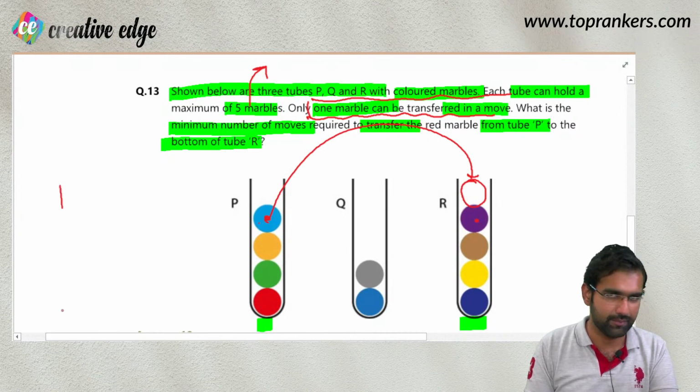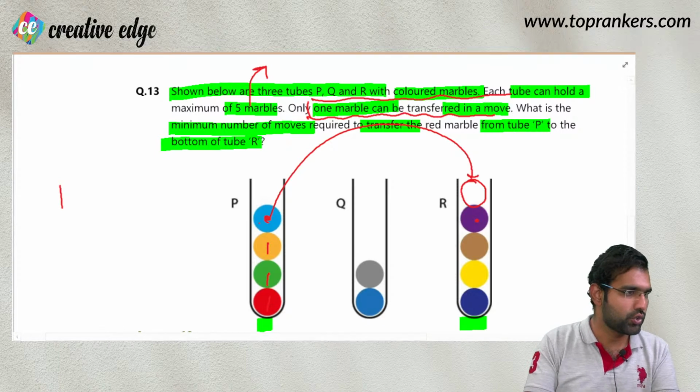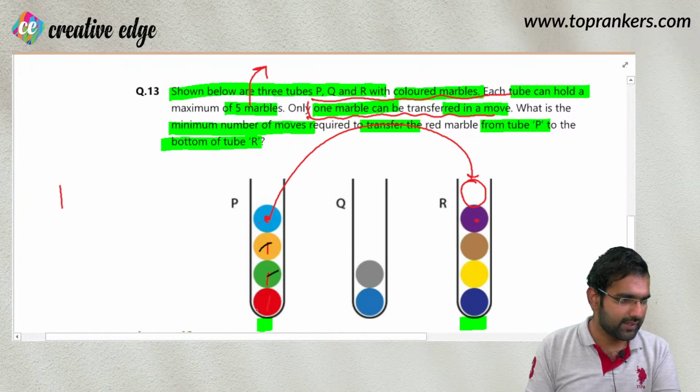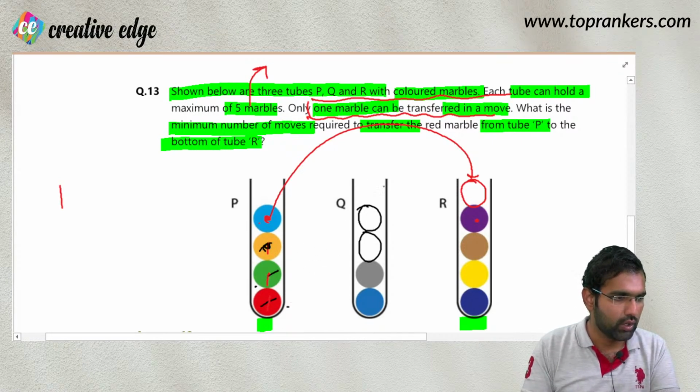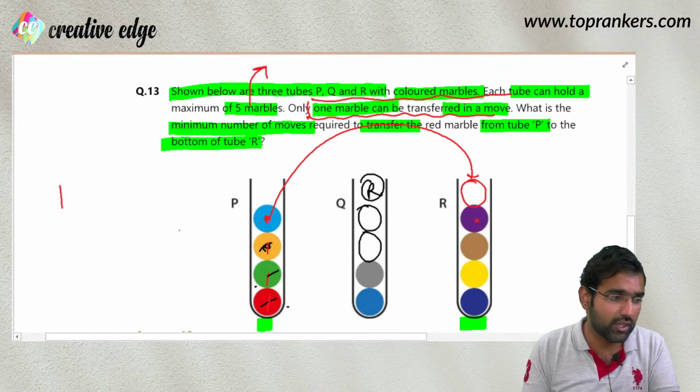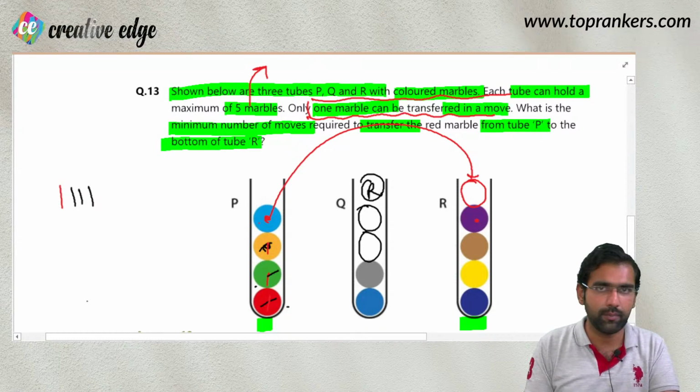This was my first step. What I do next is these three I put here. Which three? This and this I put here. But again, I put first this orange one, then this green one, and then this red one. So on the top I have red, but I have shifted 3 marbles. So 3 more steps are performed, right?